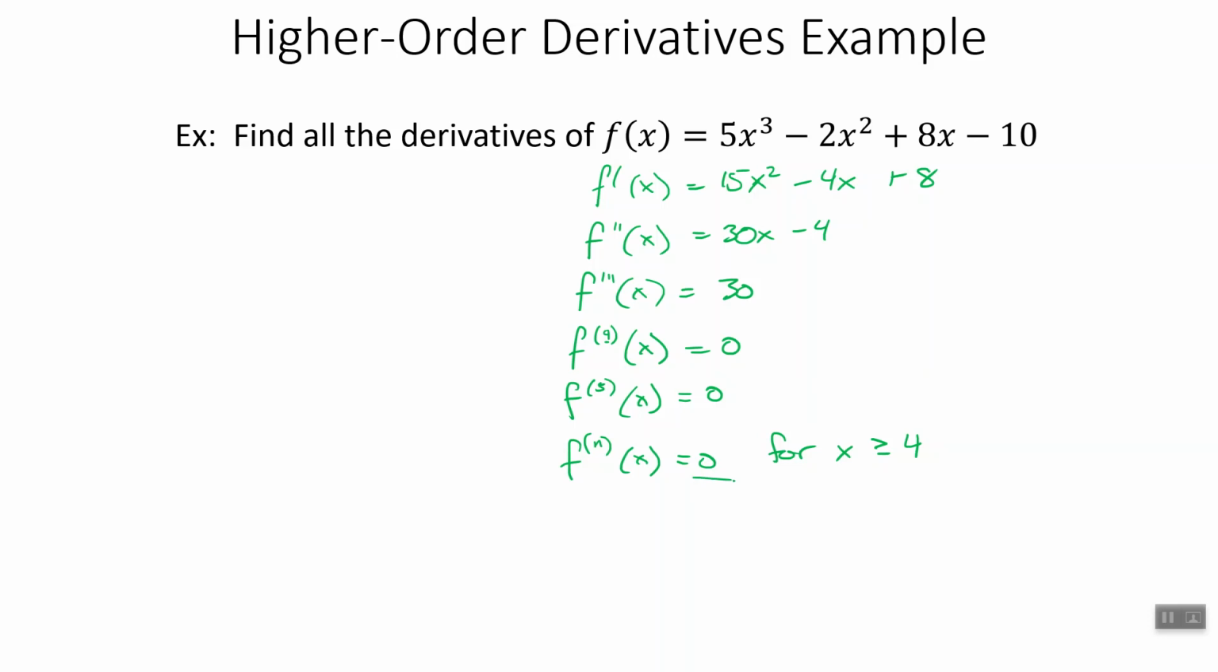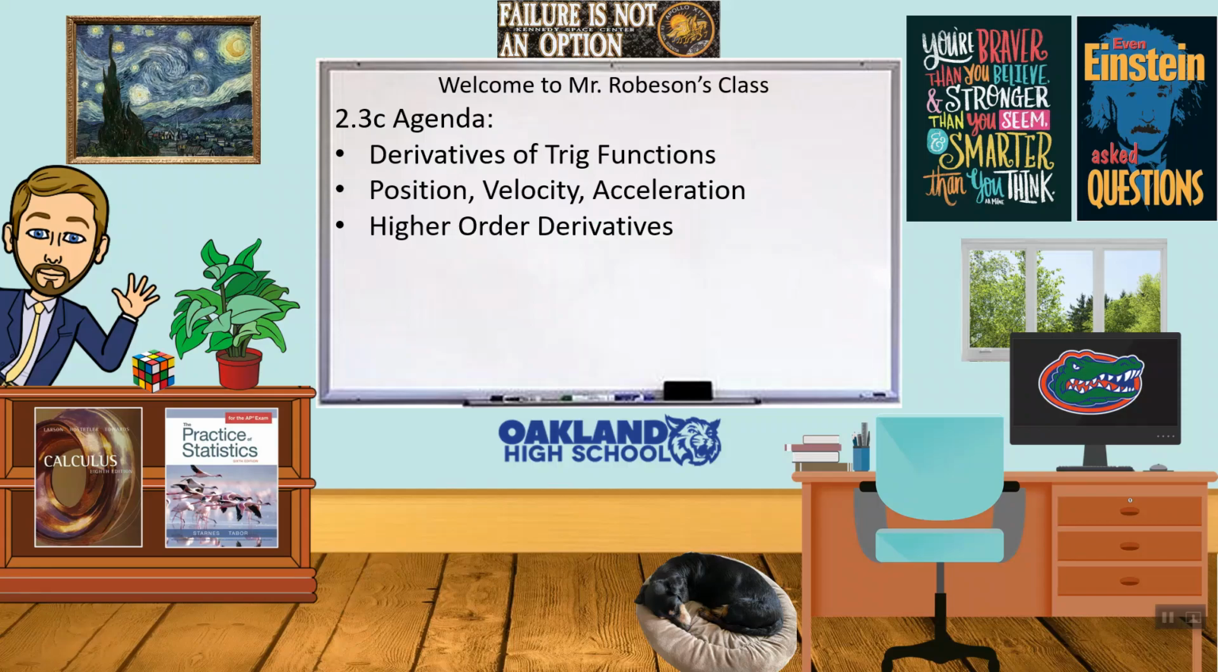That happens with polynomials. All right, so that was a look at derivatives of trig functions, how position, velocity, and acceleration work together, and then higher order derivatives.